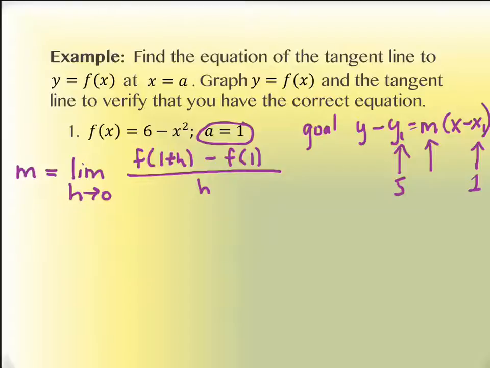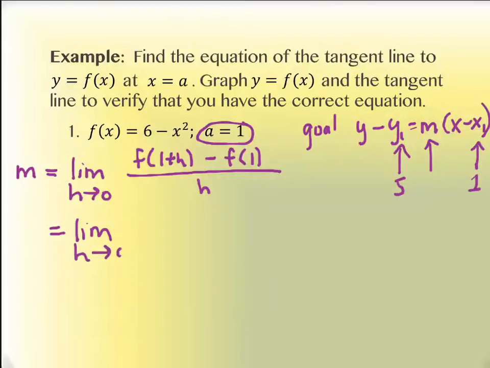So all I did so far is I replaced a in our formula, the value a, with the number 1. Everybody good? Okay. Now you know what f of 1 is. We actually already calculated it. What is f of 1? It was 5.